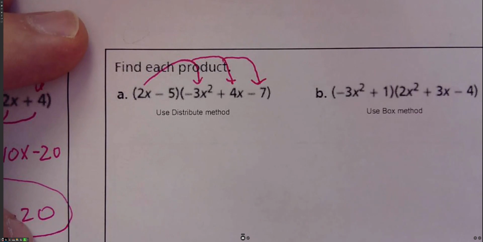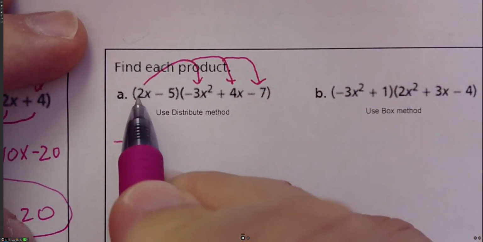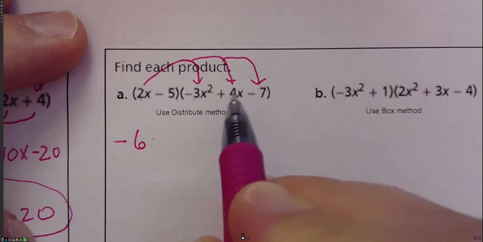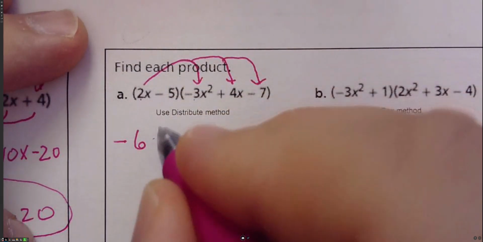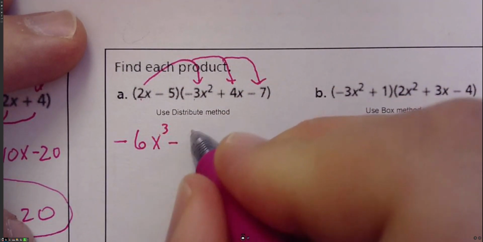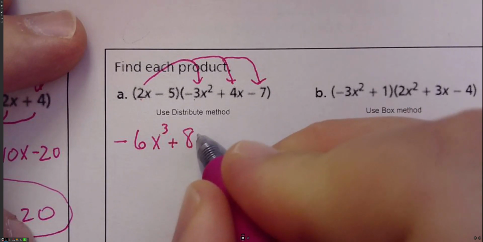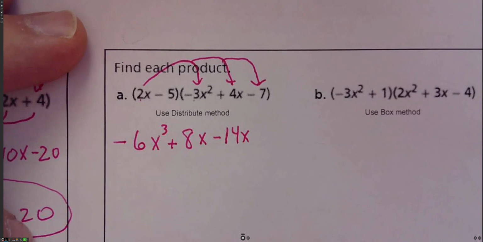And when I do these, I don't draw the arrows. Like, I have experience, so I don't draw them. You don't have to draw the arrows, but I'm just drawing them to kind of illustrate where we're going. So what I do is I start here, and I think multiply by this, this, and this. And then I go to the second one, and I multiply this, this, and this. Negative 6x to the third, plus 8x, minus 14x. So I did my 2x times everything.